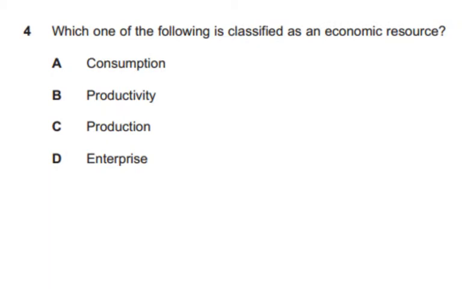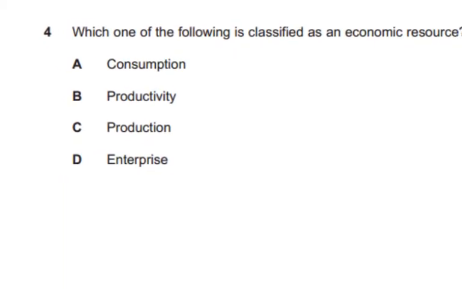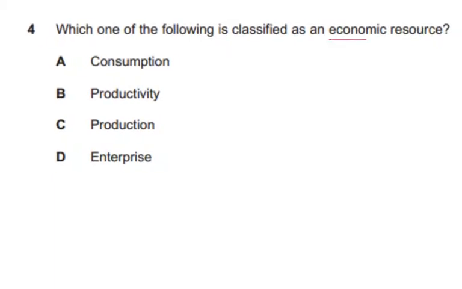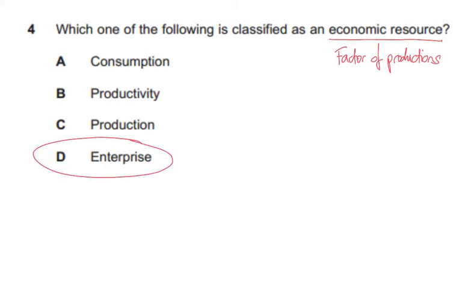More straightforward one here. The key here to identify was that an economic resource means a factor of production. So when we were looking at the factors of production, we said that they were the raw materials essentially that go into economic activity. They are economic resources. The only one of these answers which is therefore considered to be an economic resource is enterprise, D, one of the four factors of production.